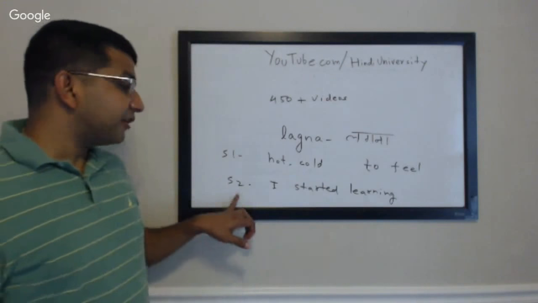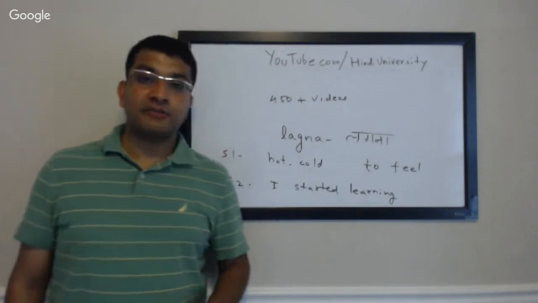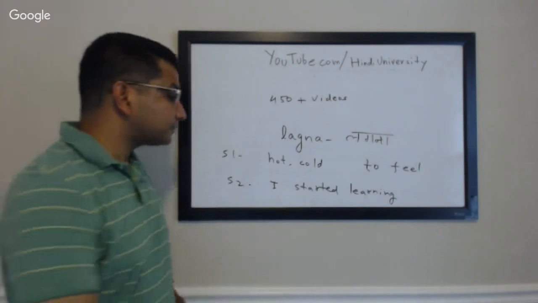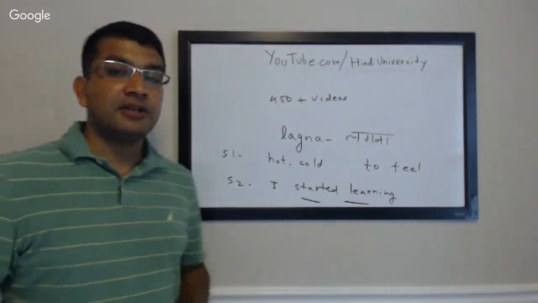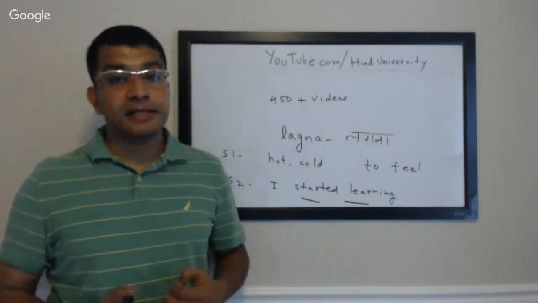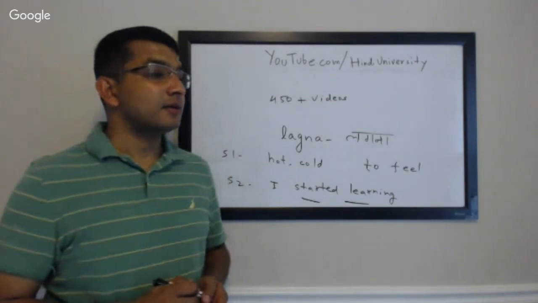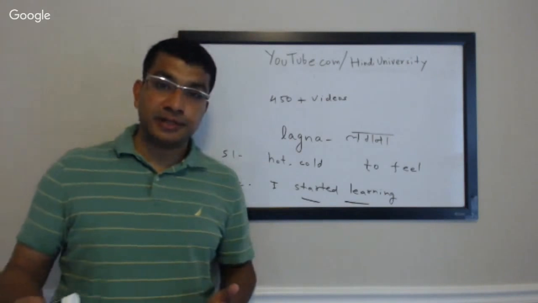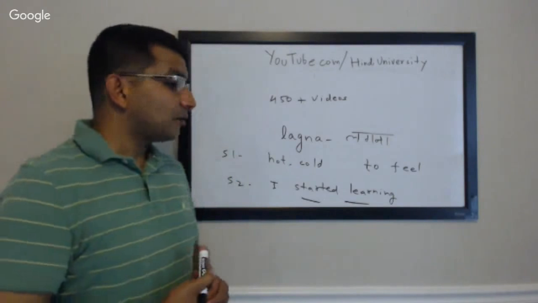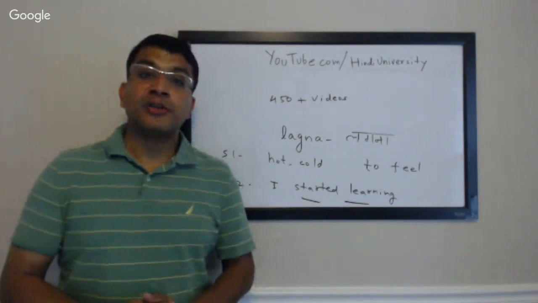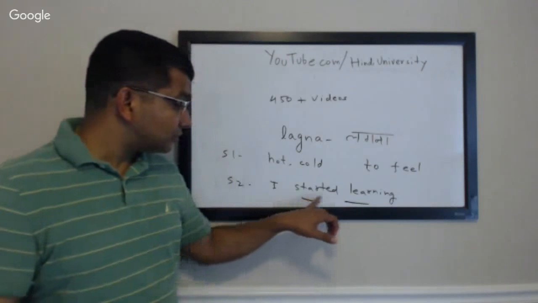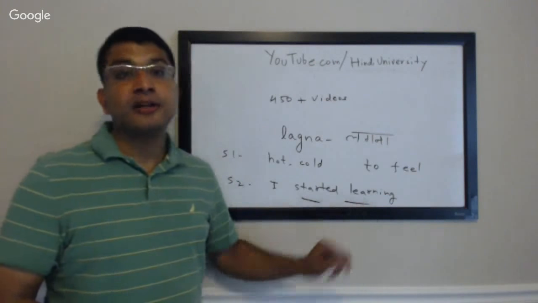Scenario two, which we covered in the previous class, is where there are two verbs, and you want to say things like I started learning, I started eating, I started speaking, or she started speaking, or something like he started accusing. These are the scenarios where there are two verbs, that's to start and to learn.